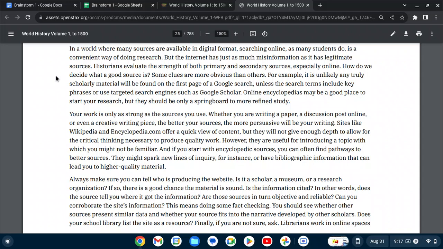For example, it is unlikely any truly scholarly material will be found on the first page of a Google search, unless the search terms include key phrases or use targeted search engines such as Google Scholar. Online encyclopedias may be a good place to start your research, but they should be only a springboard to more refined study.